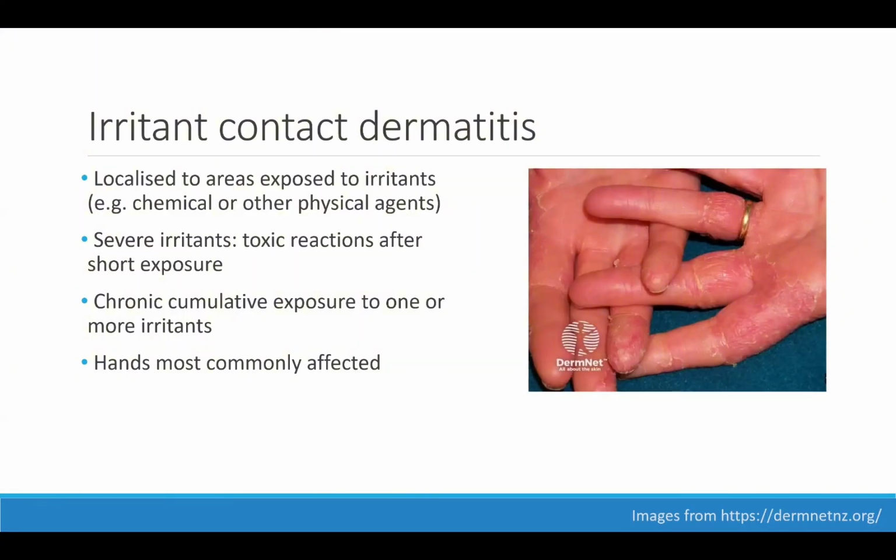In irritant contact dermatitis, this is a form of exogenous eczema, and it occurs in areas that are exposed to irritants such as chemicals or other physical agents, and it tends to be localized to these areas. With severe irritants, you can get toxic reactions after a short exposure, while chronic cumulative exposure to one or more irritants may also occur, and the hands are most commonly affected.